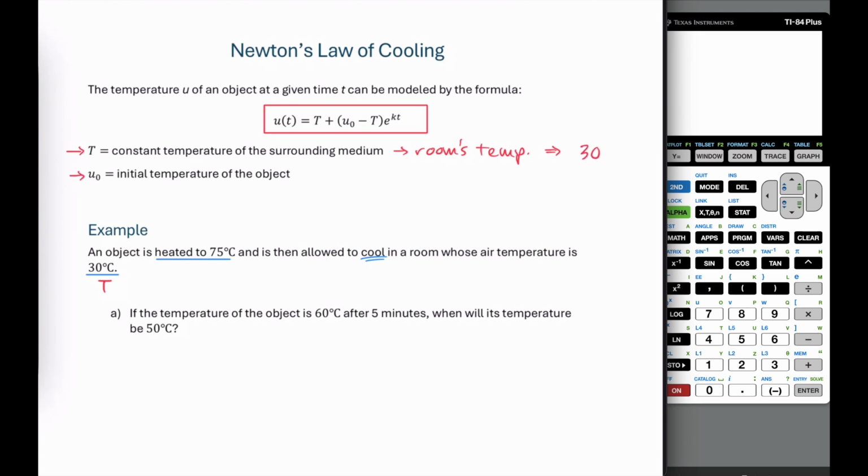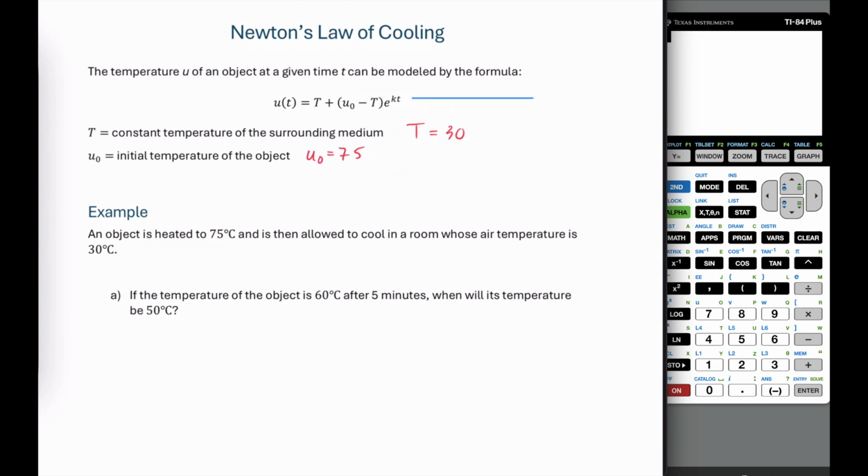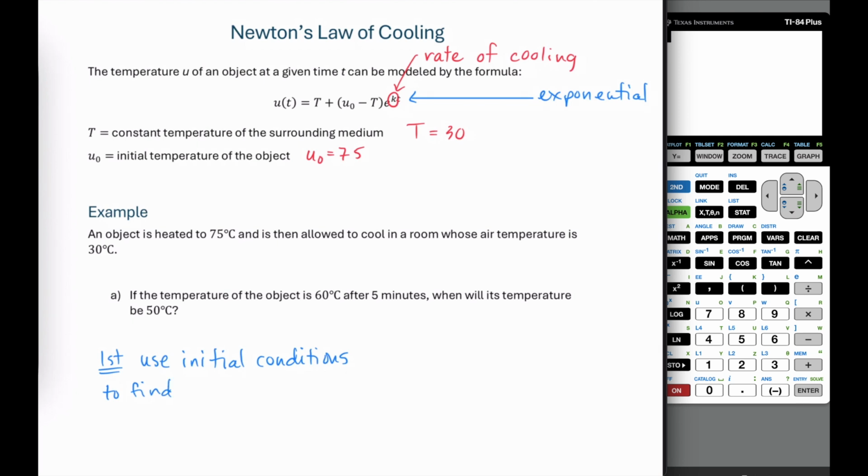U naught, or U sub 0, is the initial temperature of the object, and so we'll be using 75 to plug in for U naught in our formula. Our Newton's law of cooling formula is another exponential function, and as we've seen before, the first thing that we're going to need to do is use these initial conditions to find the value of K, which is describing how fast the object is cooling down. So the first thing that we need to do is use the initial conditions to find the value of K, which is considered our rate.